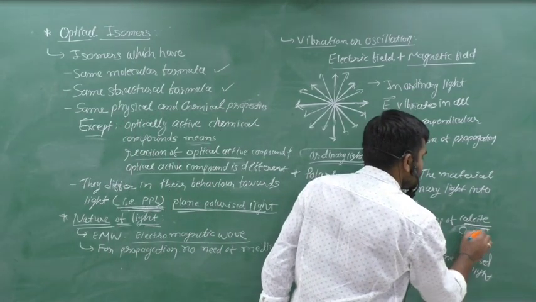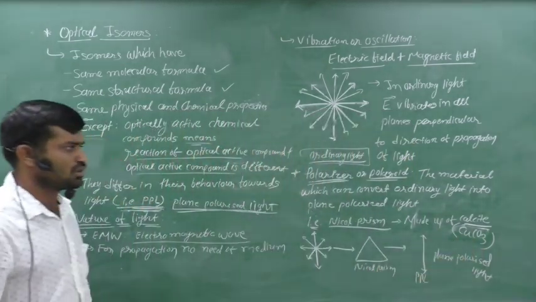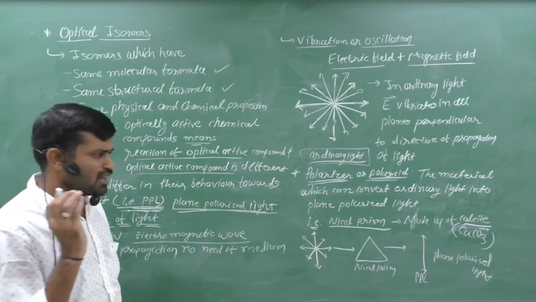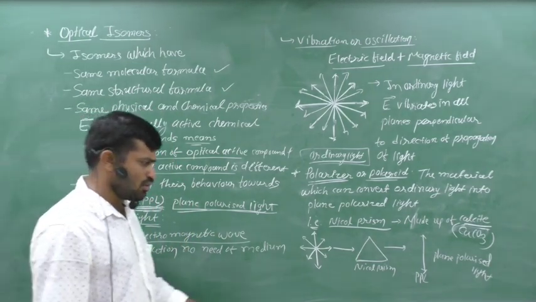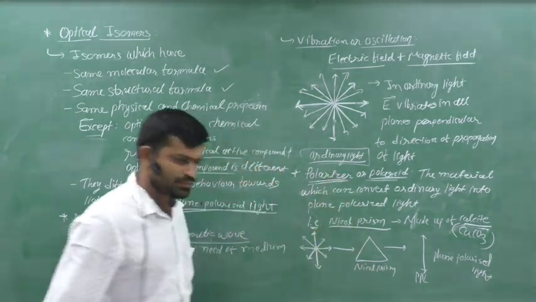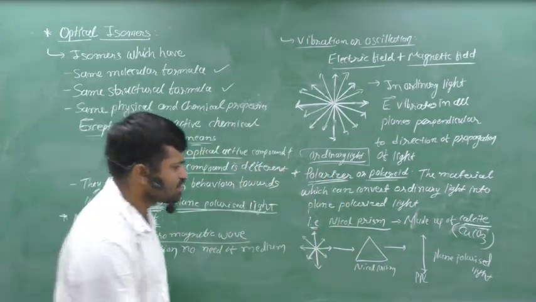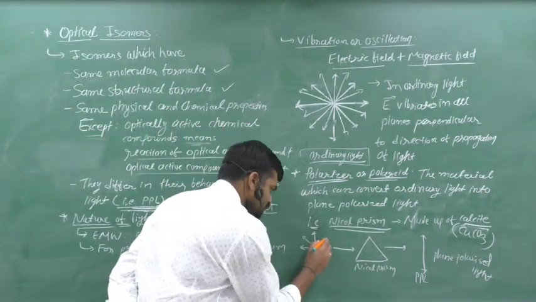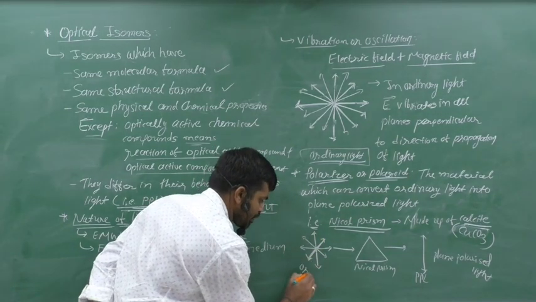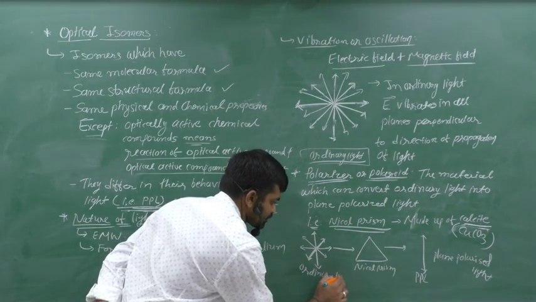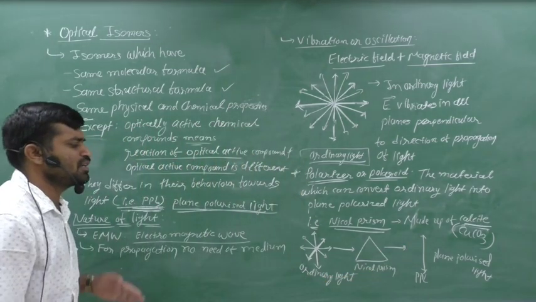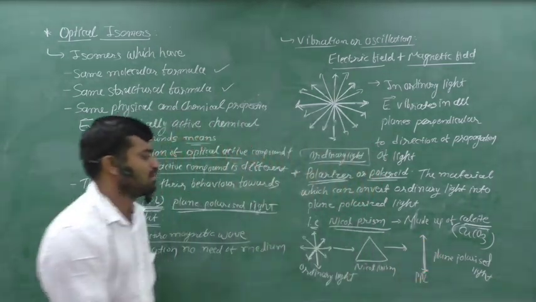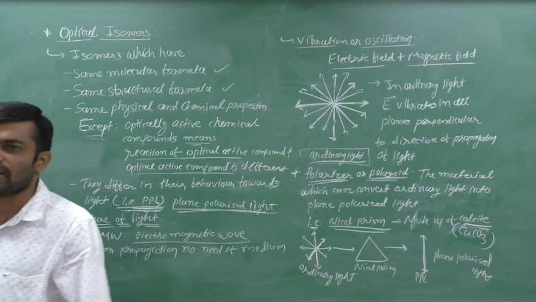Calcite means CaCO3. The material or the configuration or the instrument which can convert ordinary light into plane polarized light is known as polarizer. And a very famous polarizer in the market is nicol prism, which is made up of calcite, CaCO3. Suppose we have an ordinary light, and we pass it through the nicol prism, and as a result we get a light like that, and this type of light is known as plane polarized light.